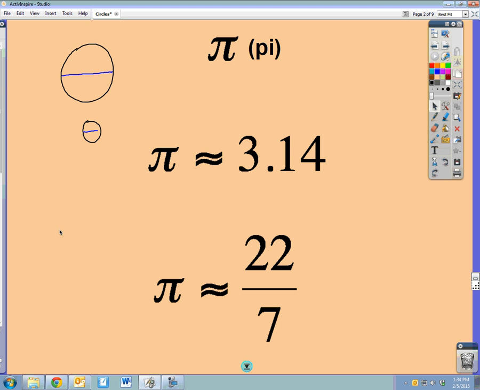But we can get close to pi, hence these little squiggly lines here. It's about 3.14. It's about 22/7. If we're solving a problem that involves fractions, 22/7 is what we're going to use. If we're using a problem that involves decimals or whole numbers, 3.14 is great for that. And so we've got two different numbers that we can use to estimate pi, 3.14 and 22/7. Let's see how we can use that information.